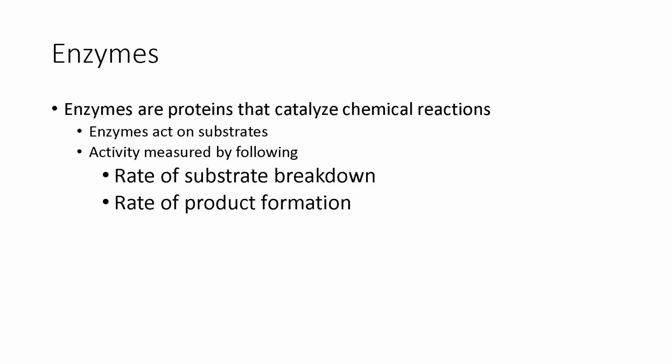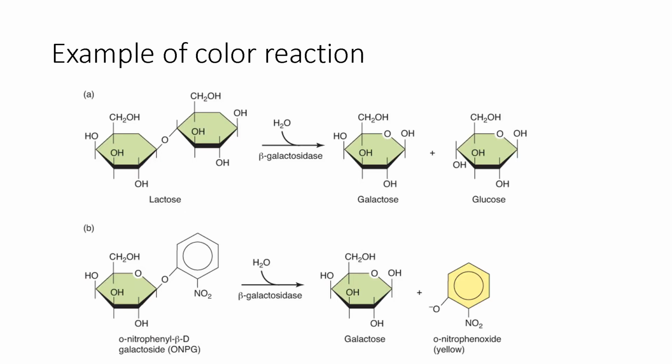Enzymes are proteins that act as biological catalysts. They accelerate reactions by lowering the activation energy required. Enzymes bind specific substrates and convert them into products. Their activity can be measured by tracking substrate breakdown or product formation over time. Some enzyme-catalyzed reactions result in color changes, which provide an easy way to visually monitor activity. These assays are useful in both teaching and research labs to determine enzyme concentration, reaction rate, and substrate conversion.